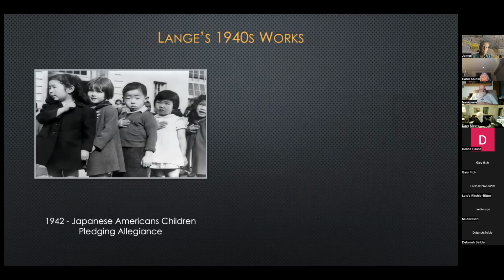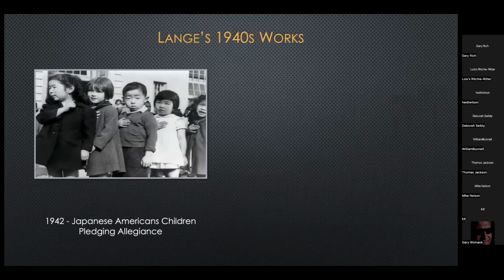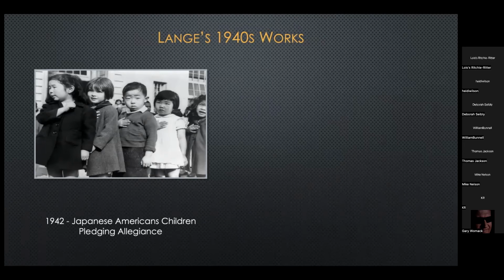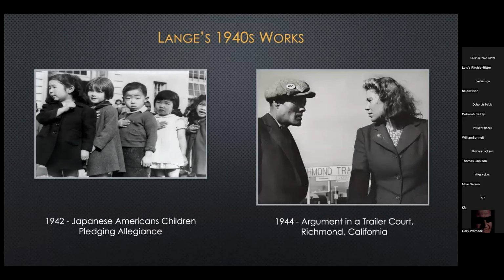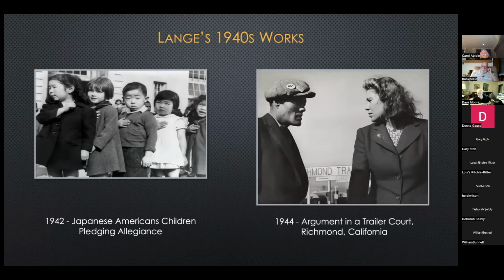Here's some of the photography she did about the relocation of Japanese Americans. And you can see why the federal government wouldn't display this. And then here again, we're back to the role of women, an argument between a man and a woman, and the woman seems to be getting the better of the man.